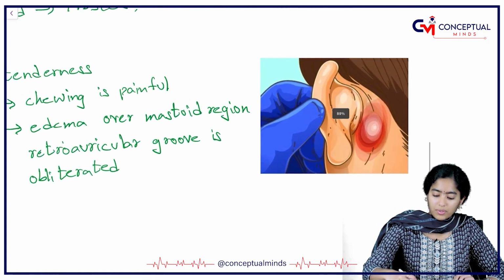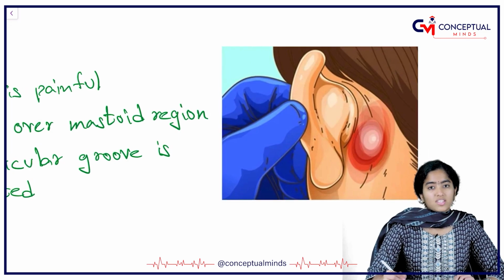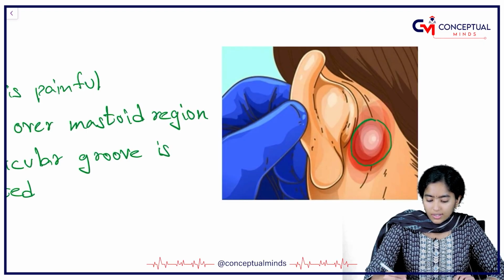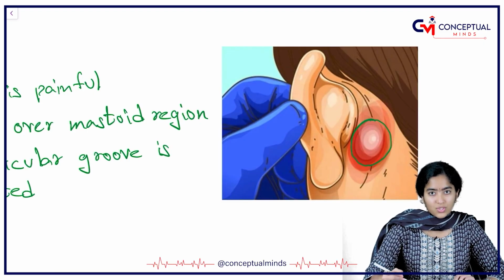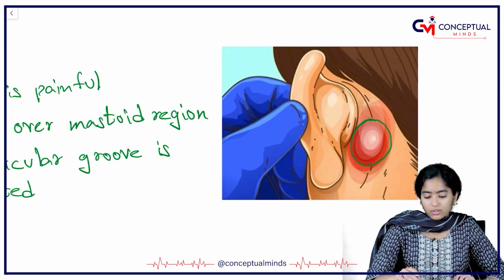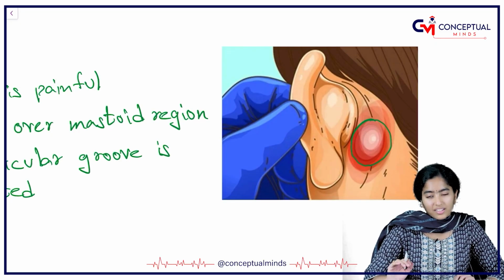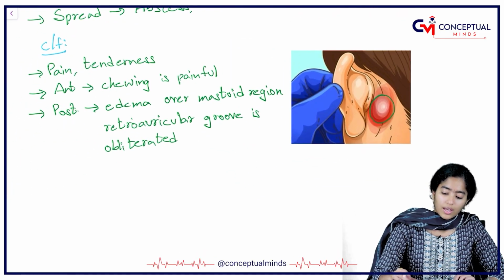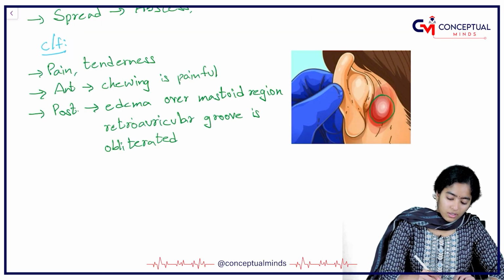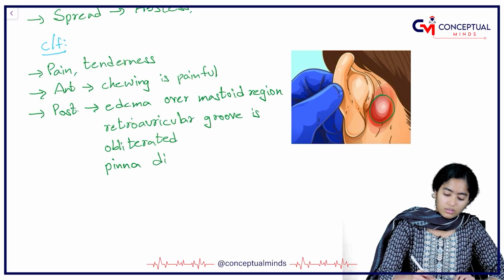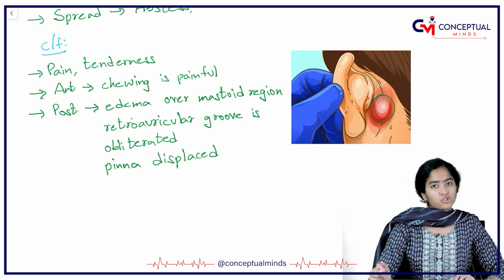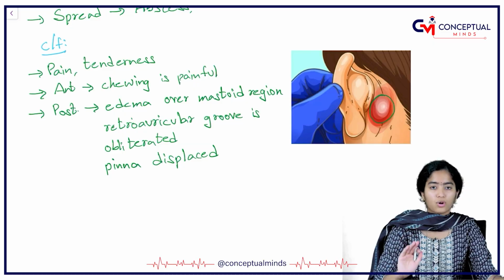Now this is a picture showing the same. In this case, the furuncle is present on the posterior meatal wall, and as you can see, there is swelling on the mastoid area, and even the retroauricular groove is somewhat obliterated. Not completely, but somewhat obliterated. If the swelling increases, it becomes totally obliterated. And in such cases, even the pinna could be displaced depending upon the severity. Obviously, a swelling behind will push the pinna. It is displaced forwards.